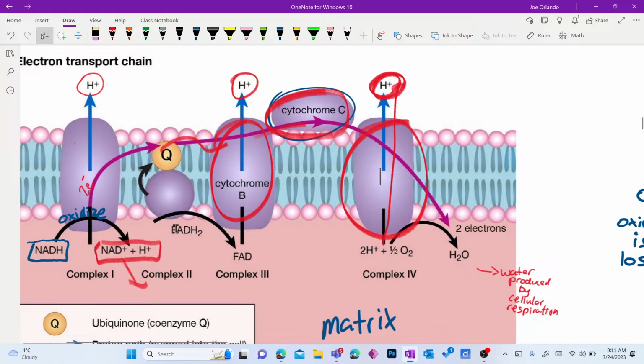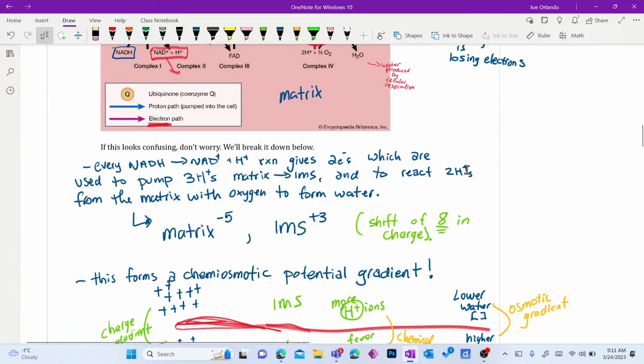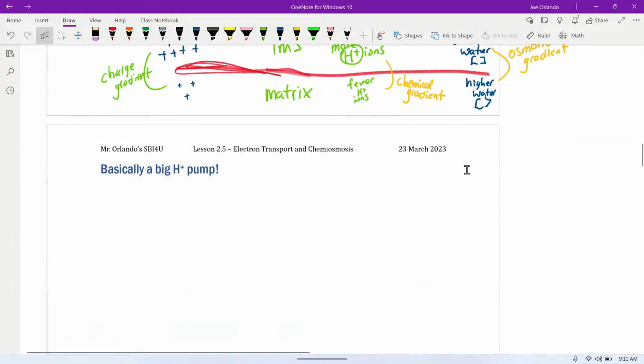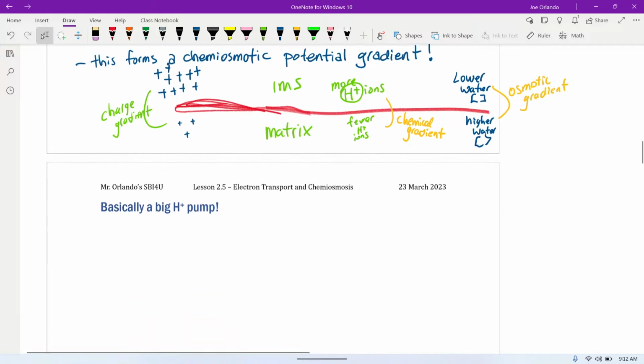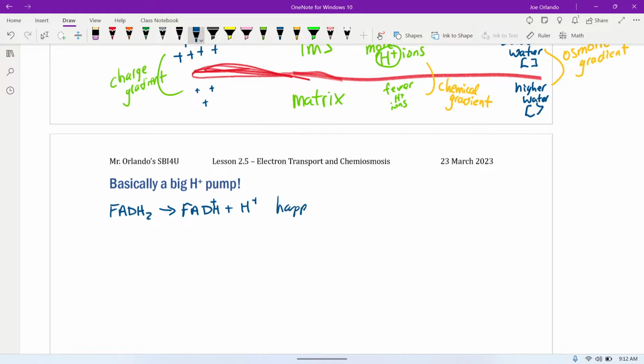Does that make sense? Because FADH2 has less energy than NADH. So it has to enter the process further along, and it moves fewer H pluses. But everything else is the same. Those 2 electrons will still eat up 2 more H pluses in the matrix, forming water. So that's worth mentioning. FADH2 to FAD plus H plus happens at complex 2.